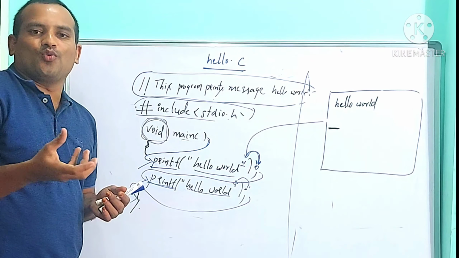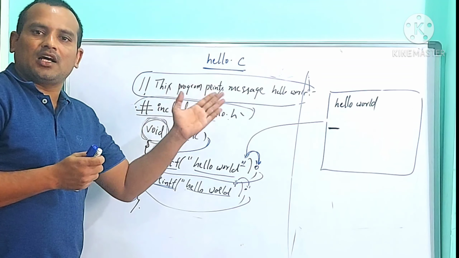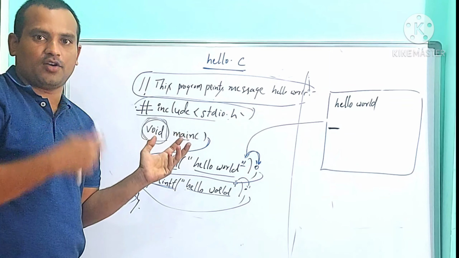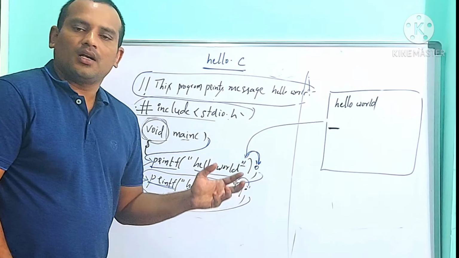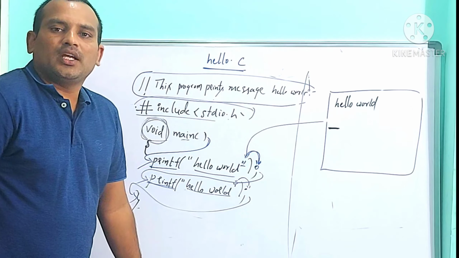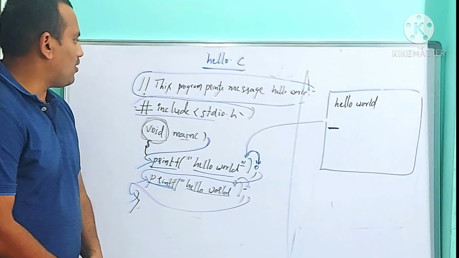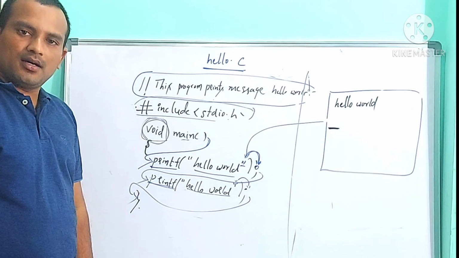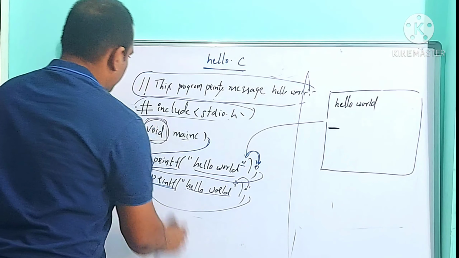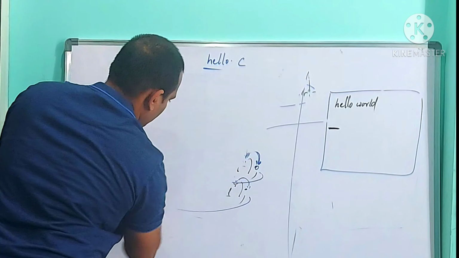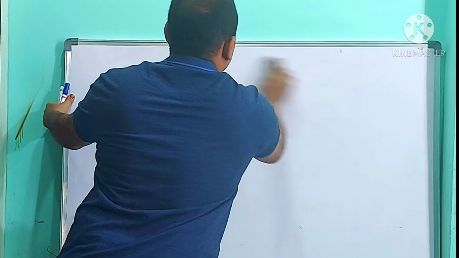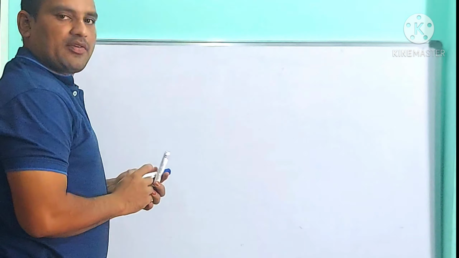So if you want to move the cursor at the output screen from one position to another position, remember this point, it is a very, very important topic. If you want to move the cursor position at the output screen from one position to another, we need to use escape sequence characters. Shall we see the topic? Yes. Now I am going to write a program by using escape sequence characters.